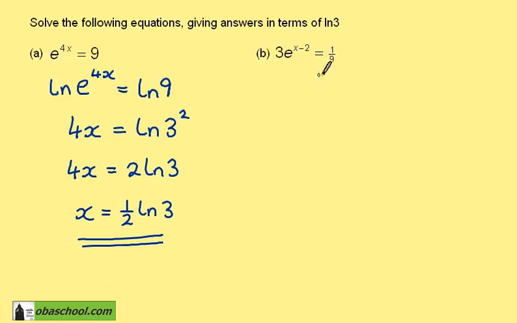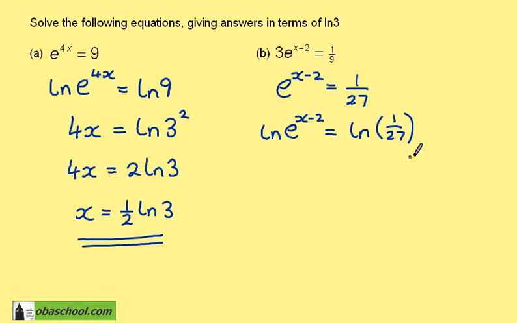Turning our attention to this equation, let's first divide both sides by 3, which gives us e to the x minus 2 is 1/27. If we then take natural logarithms of both sides, we get log of e to the x minus 2 is log of 1/27. Inverse functions leaves us with x minus 2, and here we have the log of 3 to the minus 3.